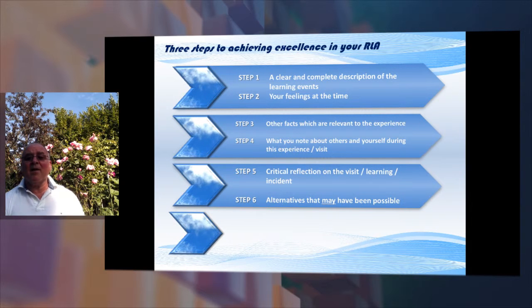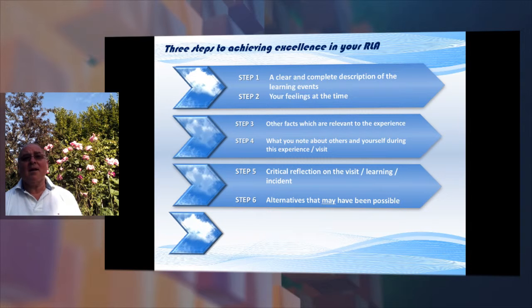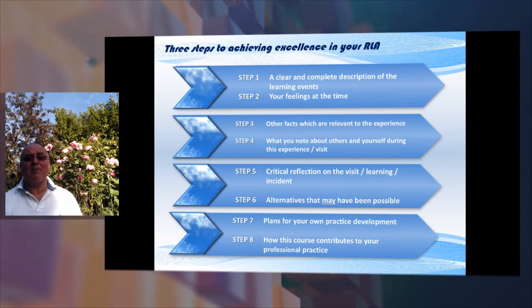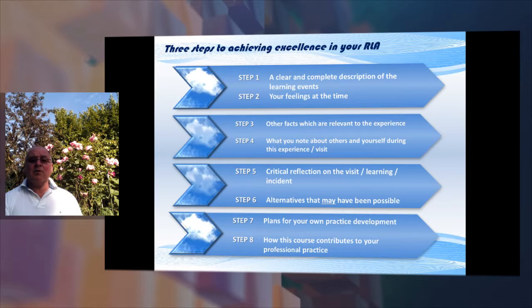With level 5, this is when you take a step backwards and you're now critically reflecting on your particular visit or the learning incident. And then once you've actually done that, consider if there may have been alternatives. So it happened in one particular way, and that's the way you've written about and analysed, but supposing it had happened other ways, did it have to go the way it went, or are there alternatives that may have been possible? Out of that, you can then look at plans for your own practice development.